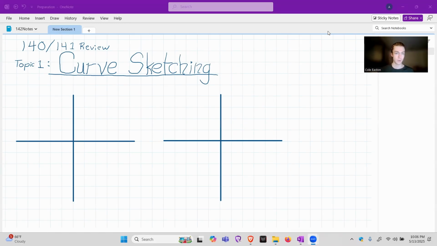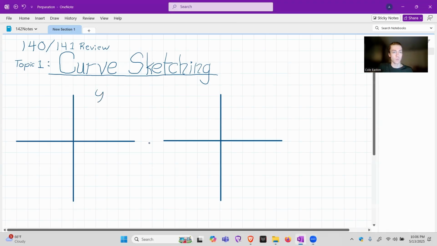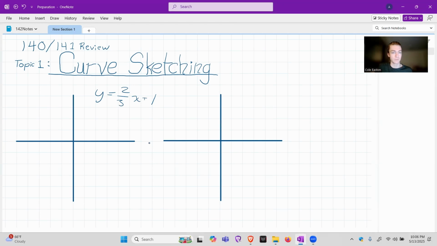So the first thing we're going to look at is curve sketching. So hold on, let me just get my pen working here. Here we go. So we're just going to look at linear functions first. So let's say I had a function like y equals 2/3 x plus 1.